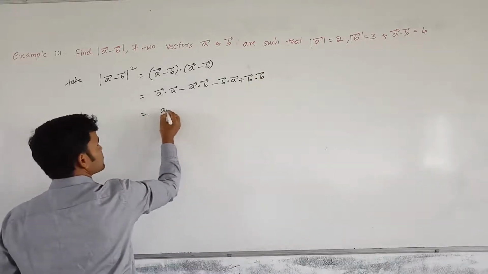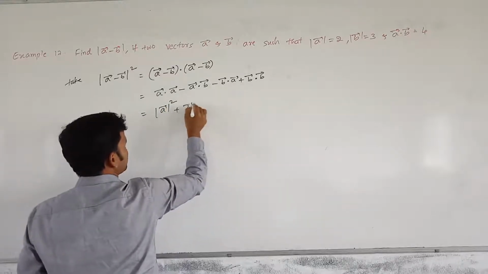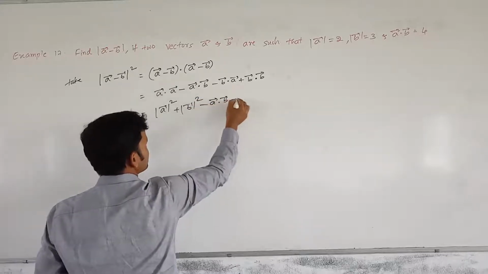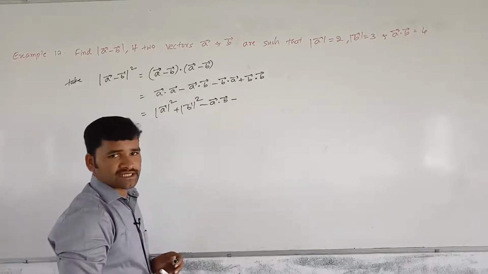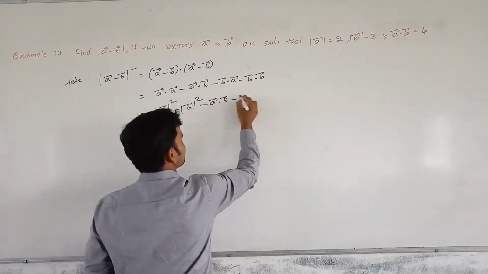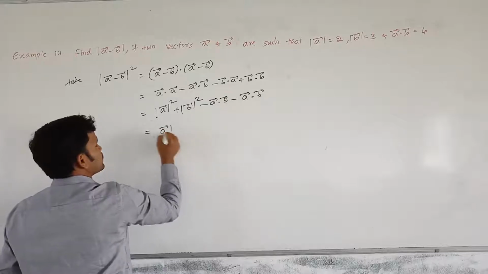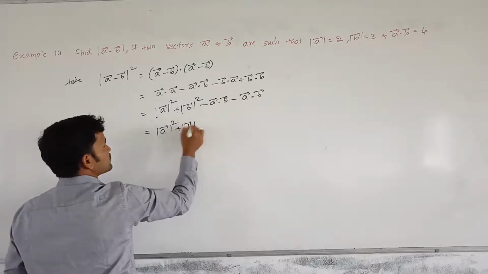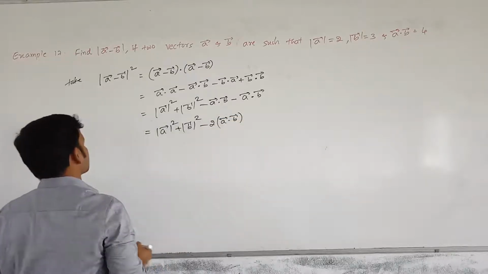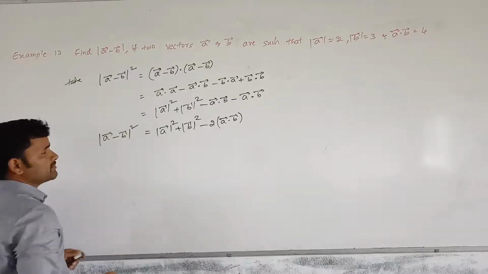Now A dot A is magnitude of vector A square. Similarly B dot B will be magnitude of B square. Minus A dot B, here B dot A is there. We know dot product is commutative, A dot B is equal to B dot A. So this B dot A I will write as A dot B. Now magnitude of A square plus magnitude of B square minus 2 times A dot B. What is this? This is magnitude of vector A minus vector B square.